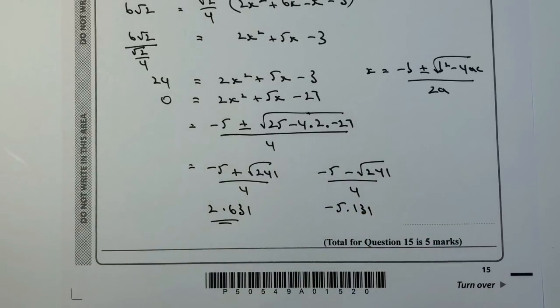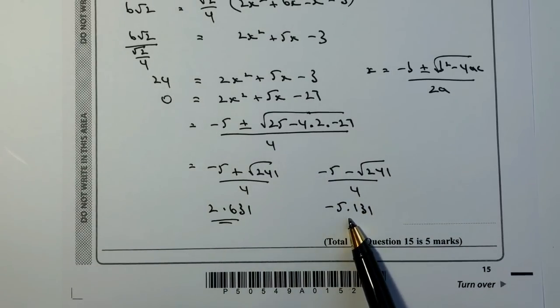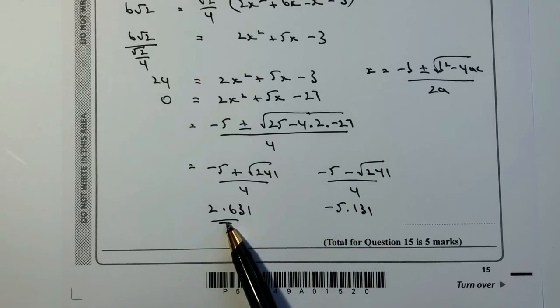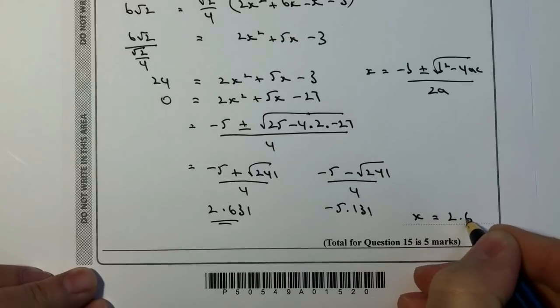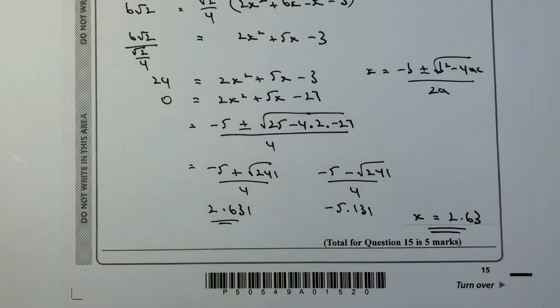Okay, well, you can't measure a negative value, so the value of x has to be positive. So in this particular case, correct to 3 significant figures, x must equal 2.63. Okay, hope that's all right.